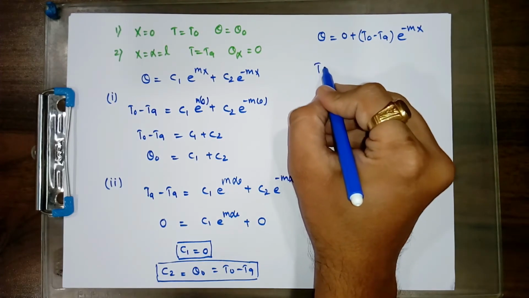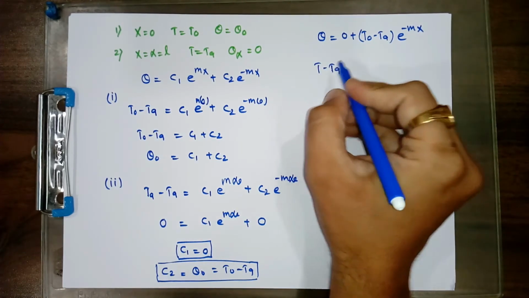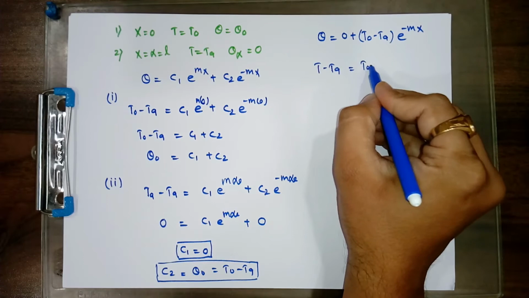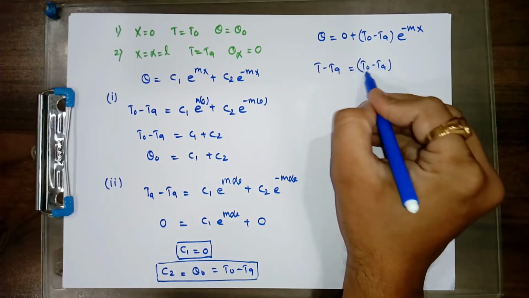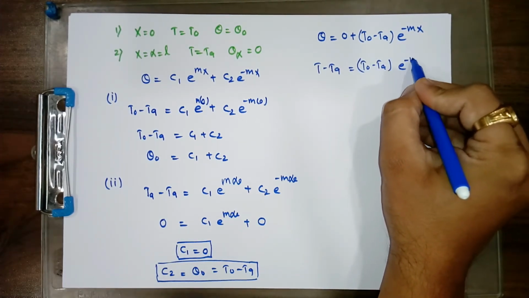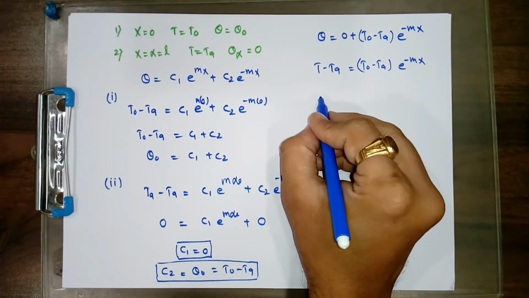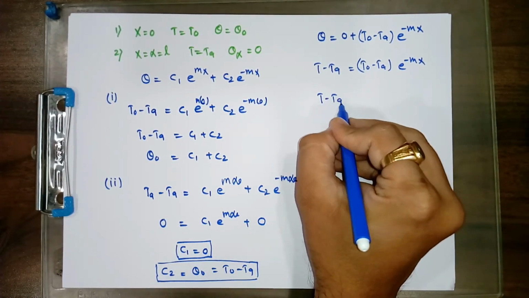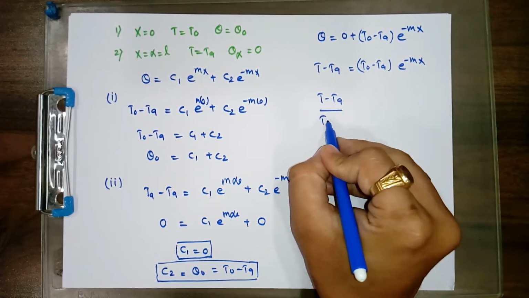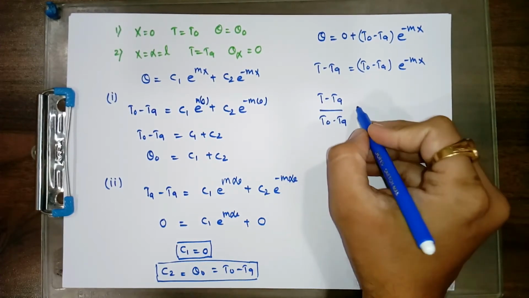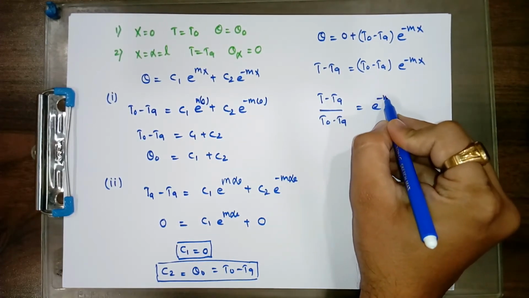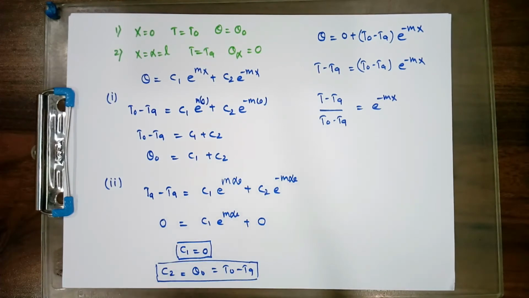In other words, we can write T minus TA equals T naught minus TA into e to the power minus mx. If we write it in dimensionless terms, then T minus TA divided by T naught minus TA equals e to the power minus mx. So this is a very important term.